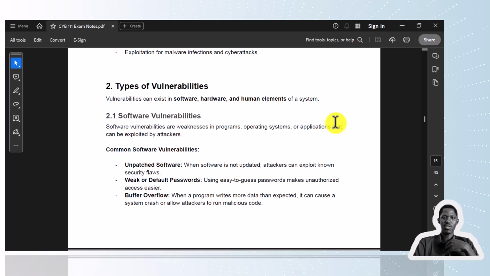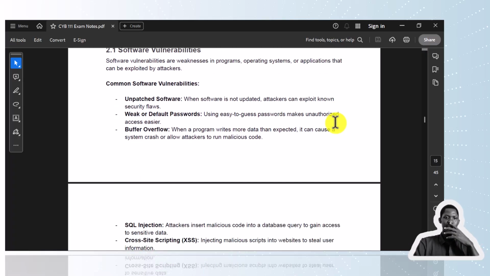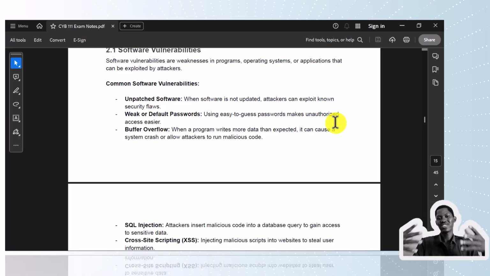Then we have buffer overflow. This is very important, very popular with older programming languages, like C, C++. So buffer overflow. What's buffer overflow? When a program writes more data than expected, there's a memory that has been allocated for the program to write data. When the program now writes more data than the memory can take, that's when you have buffer overflow. So your memory is like a container, right? So it has a fixed size.